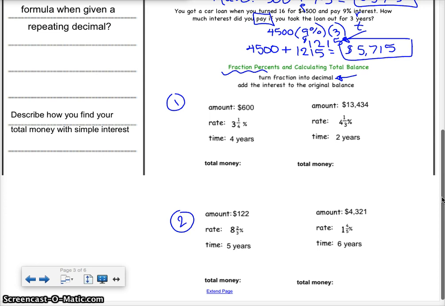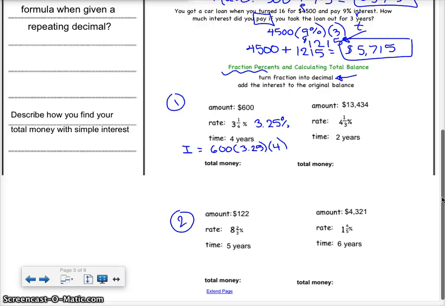Okay, let's say that you invest $600 and you have a 3.25% interest rate for 4 years. I would turn this 3 1/4 into 3.25%. It's much easier to work with that in your calculator. So my interest, times them all together, 600 times 3.25 times 4. And that's 7,800. Oh, just kidding. I forgot to push something.